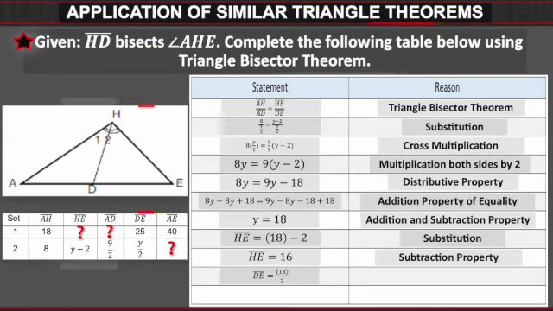18 over 2, of course, substitution, that is the reason. And the value of DE is equal to 9 by division property. Alright. Next. Let's try this one.